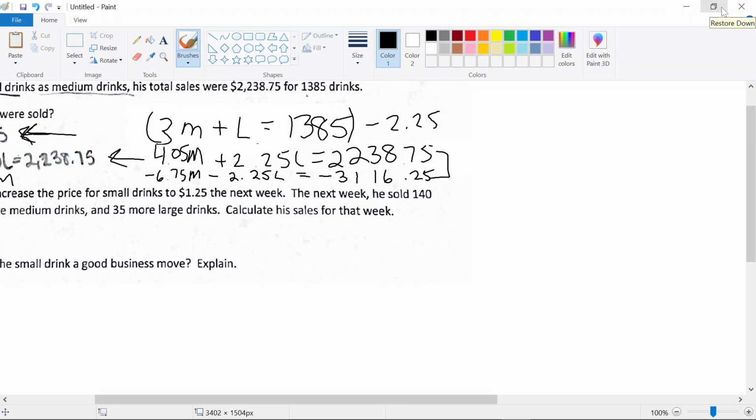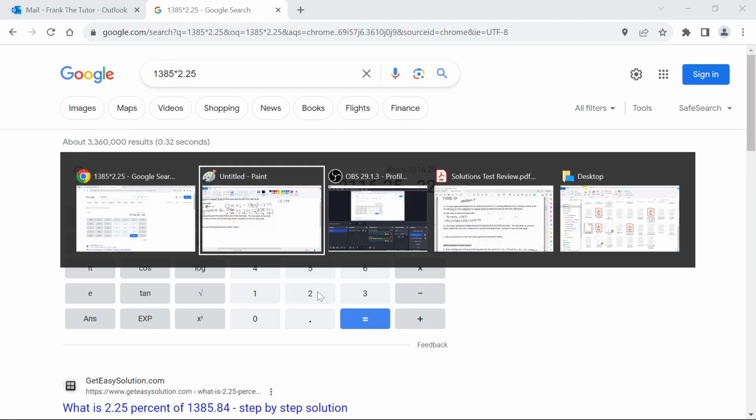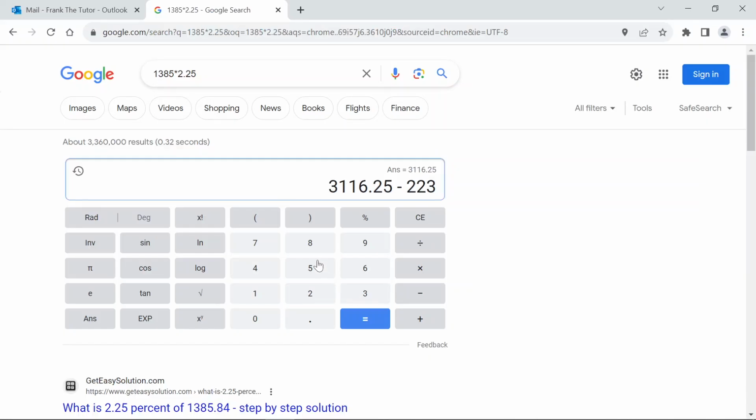So I'm going to add those two equations. Well, 4.05 minus 6.75 is, wait a minute, I might want to write it way up here, minus 2.7m. The L's go away. 2.25 minus 2.25 is 0. Equals, what's 2238 minus 3116.25? I'll just do minus 2238.75.